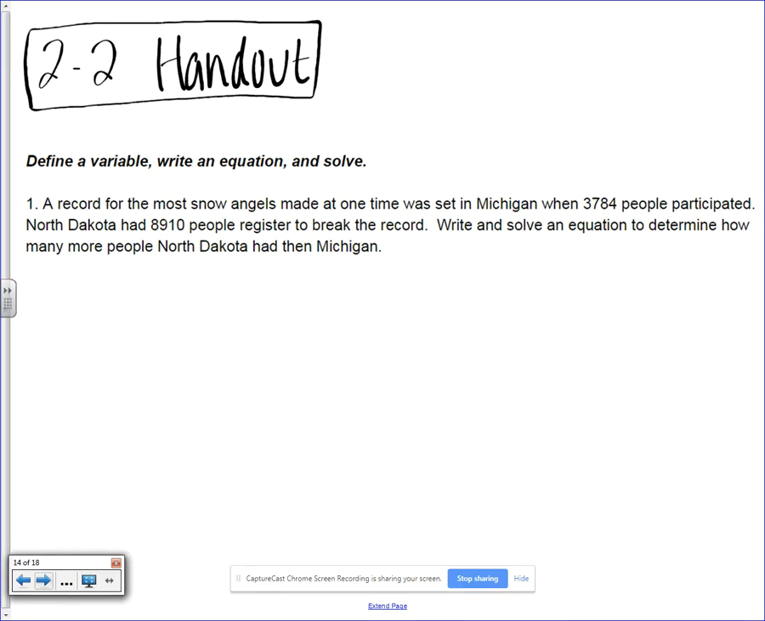A record for the most snow angels made at one time was set in Michigan when 3,784 people participated. North Dakota had 8,910 people register to break this record. Write and solve an equation to determine how many more people North Dakota had than Michigan. Well, I want to know the people in North Dakota. That's what they're telling me to find. So let's call that X.